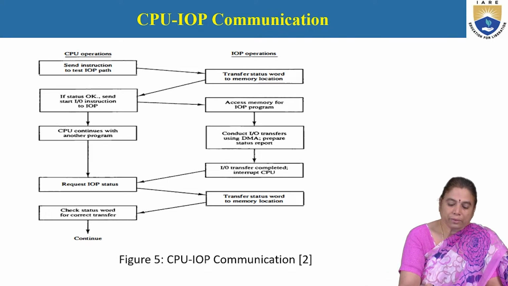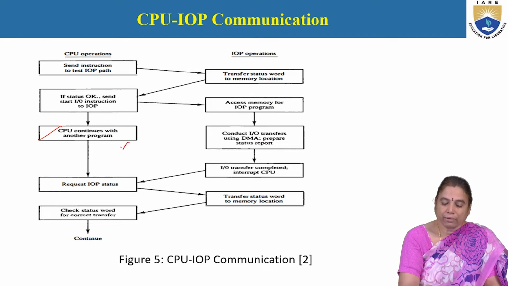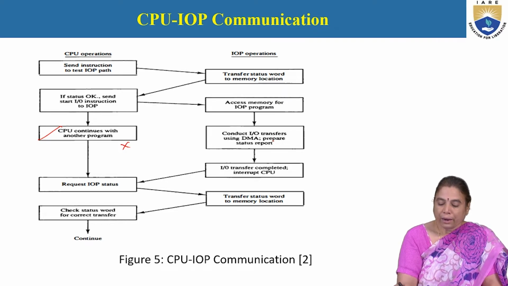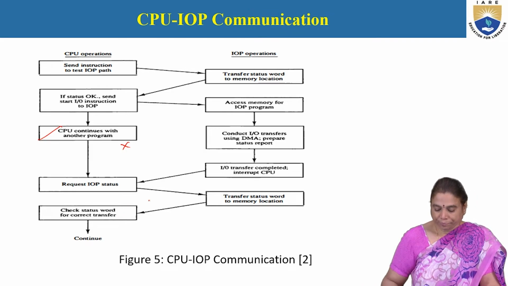In the meanwhile, the CPU continues with other programs in parallel, and the IOP can be involved in the data transfer with the help of DMA without intervention of the CPU. When the IO transfer is completed, it interrupts the CPU to indicate completion of data transfer. Then the CPU requests IOP status, the status word is transferred to the memory location, and the CPU checks the status word for correct transfer and continues.